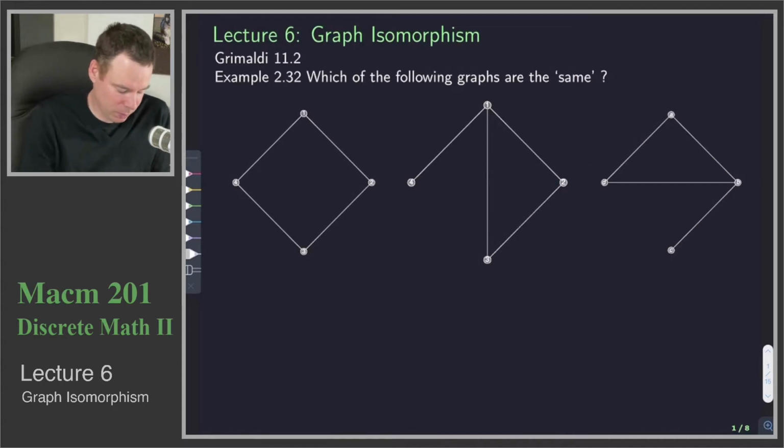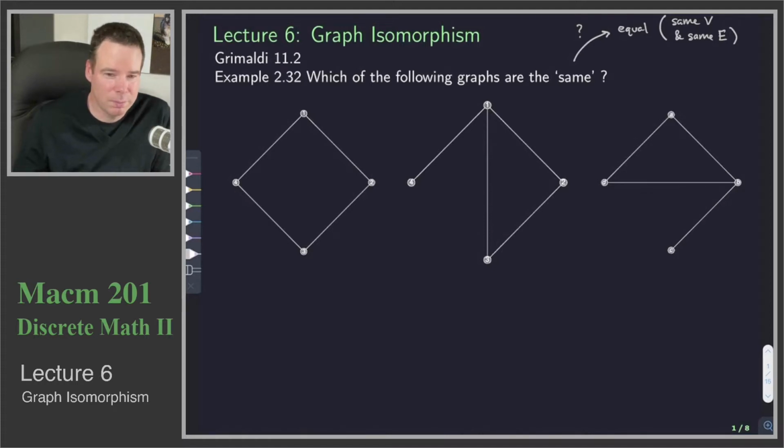Now, of course, it depends on what we mean by the same. So if by same, we mean equal, well, as graphs, these are equal if the components that make up the graph are equal. And so what is that? Well, we have a vertex set and an edge set. So for two graphs to be equal, they'd have to have the same V and the same E, the same vertex set and the same edge set. That's what it would mean for two graphs to be equal.